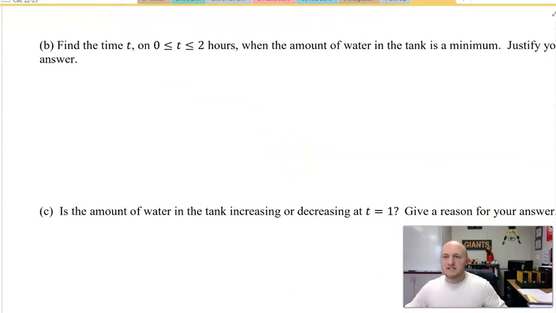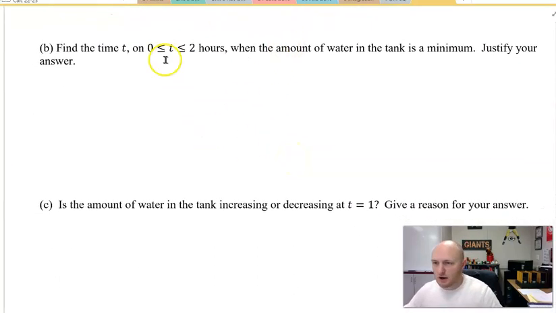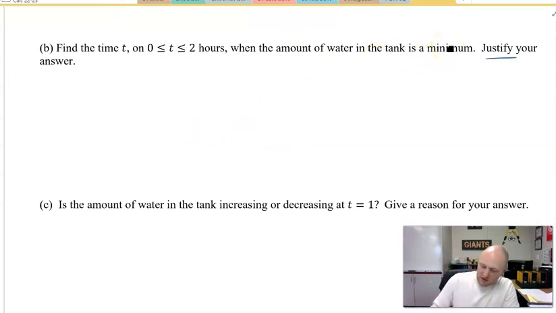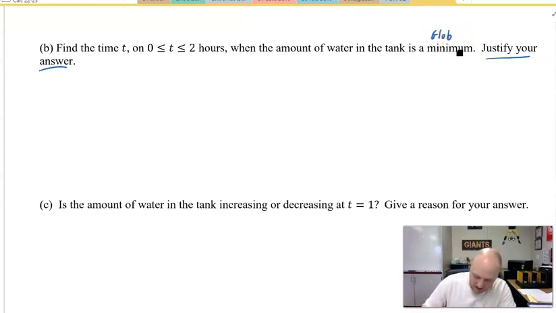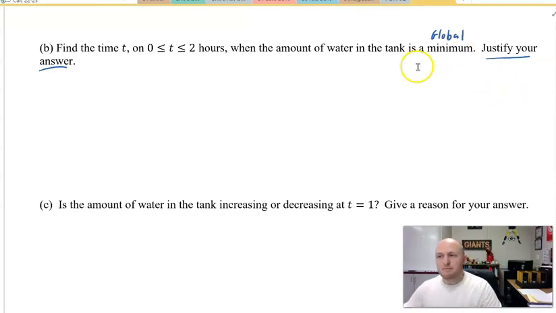B. Find the time t on 0 to 2 hours when the amount of water in the tank is at a minimum. Justify your answer. These questions are meaty. They have a lot of points, minimums, maximums. Now, what you need to remember is this is essentially a global minimum and maximum. How do I know if I have an absolute max or an absolute min?